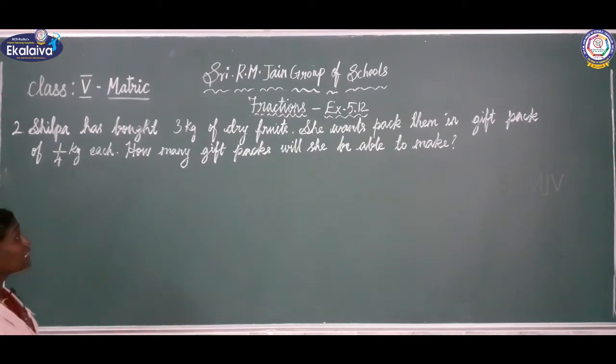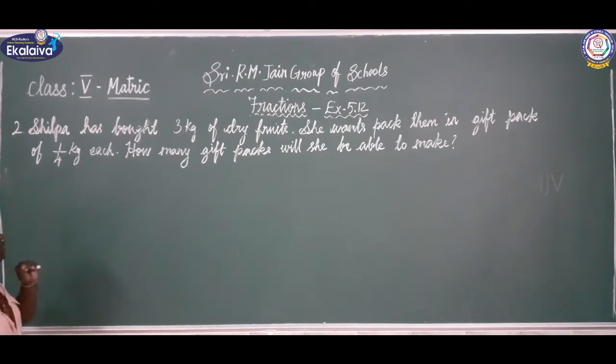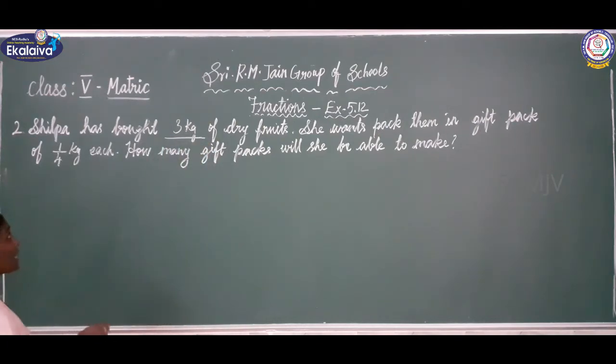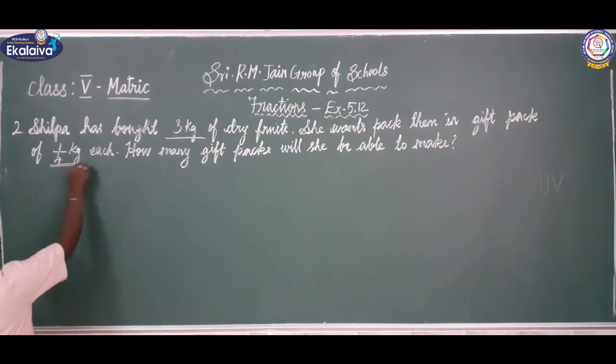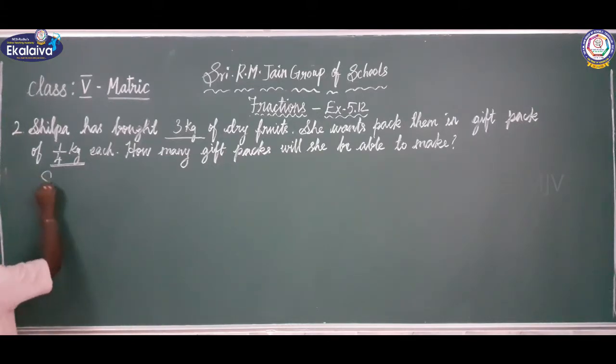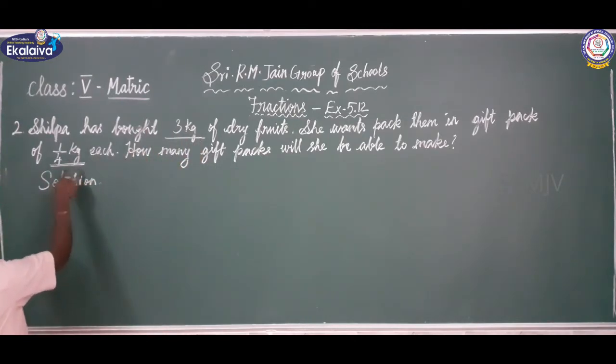Shilpa has bought 3 kg of dry fruits. She wants to pack them in gift packs of 1 by 4 kg each. How many gift packs will she be able to make? Here she bought 3 kg of dry fruits. She wants to pack 1 by 4 kg in each pack. Now we have to find the number of packs she will make. Okay, so we have to divide the quantity she bought by 1 by 4 kg.